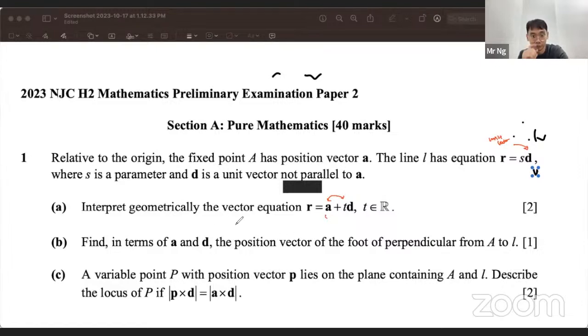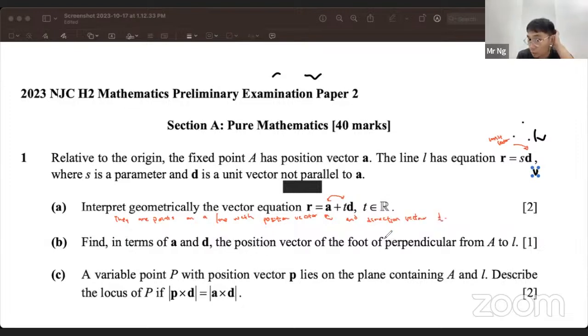Okay, so interpret the geometrical meaning of this equation. They are points on the line, or you can say they are aligned with position vector A and direction vector D. Okay, that's all.